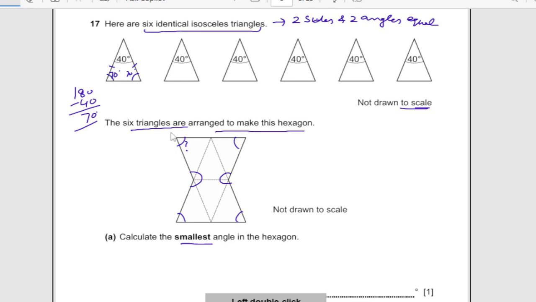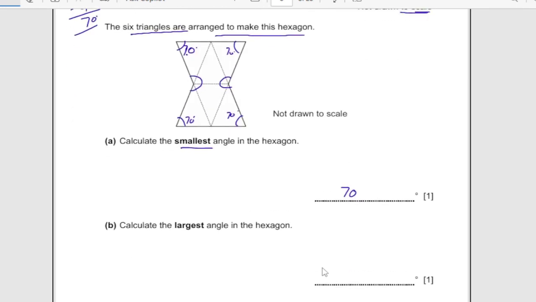So we got this angle is 70. So any angle of this, if we take, is going to be equal to 70. So all these four angles are 70 degrees. So this is the smallest angle, that is going to be 70. Now calculate the largest angle.